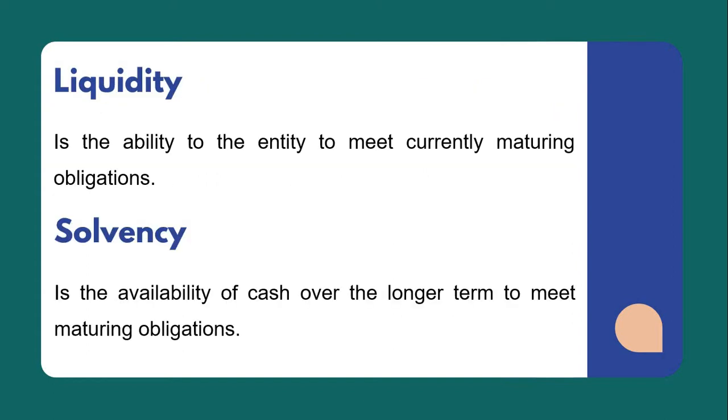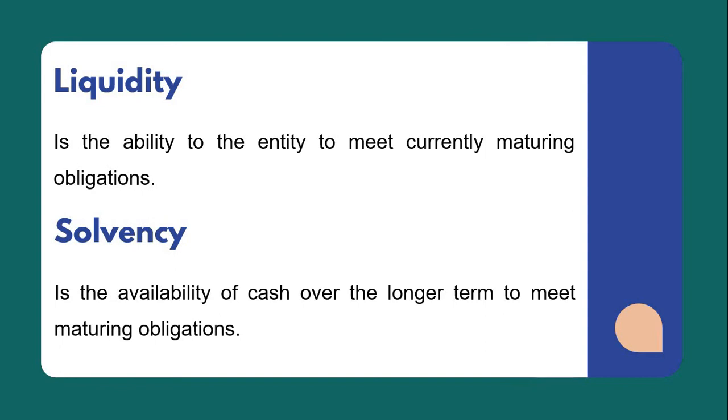So what do you mean by liquidity and solvency? When you say liquidity, it is the ability of the entity to meet currently maturing obligations. So is there any available fund, or can the assets or resources of the entity meet the currently maturing obligations? If the answer is yes, then the entity is said to be liquid. While solvency is the ability of the entity to generate cash over the long term to meet maturing obligations.